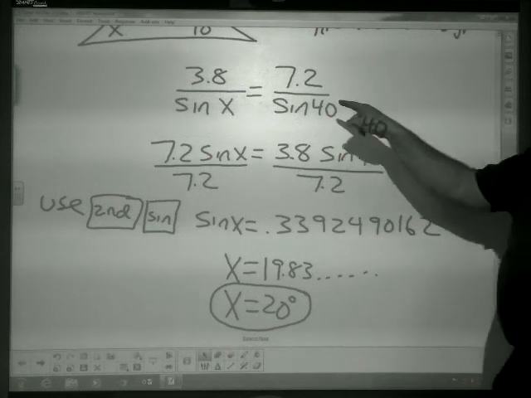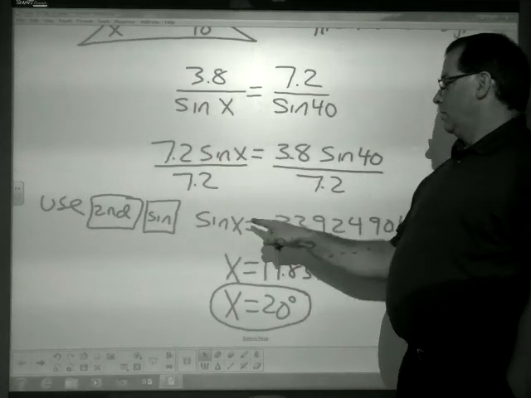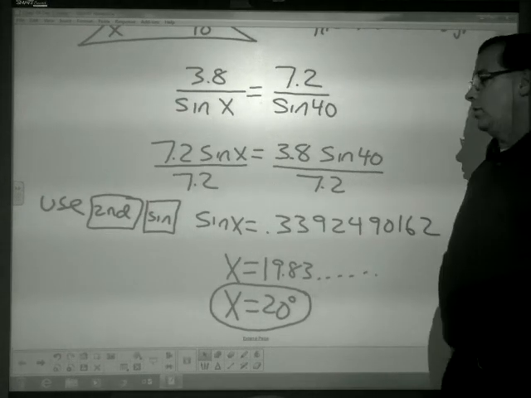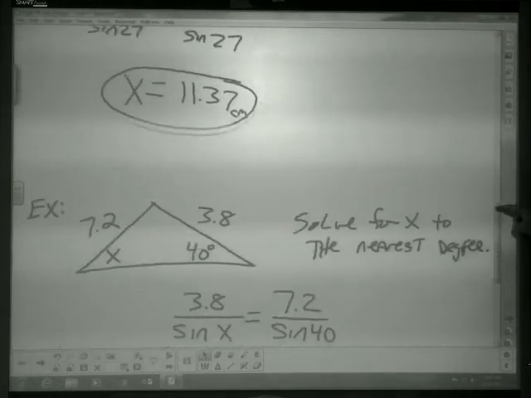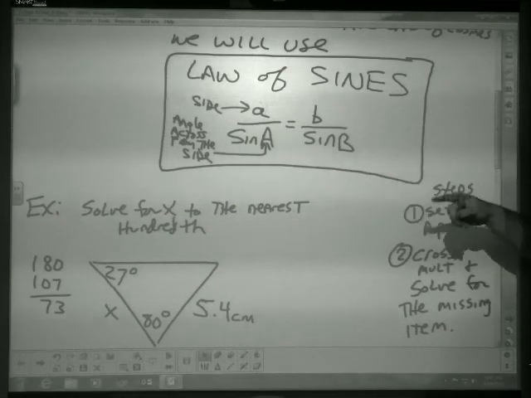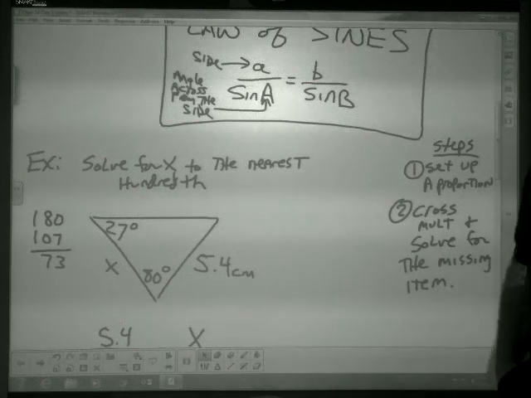So in this case, you're going to cross multiply, solve for sine x, and then use second sine to get this angle answer. And so law of sines can be used to find sides and angles by just setting up a proportion, cross multiplying, and then solve for what's missing. That's it.